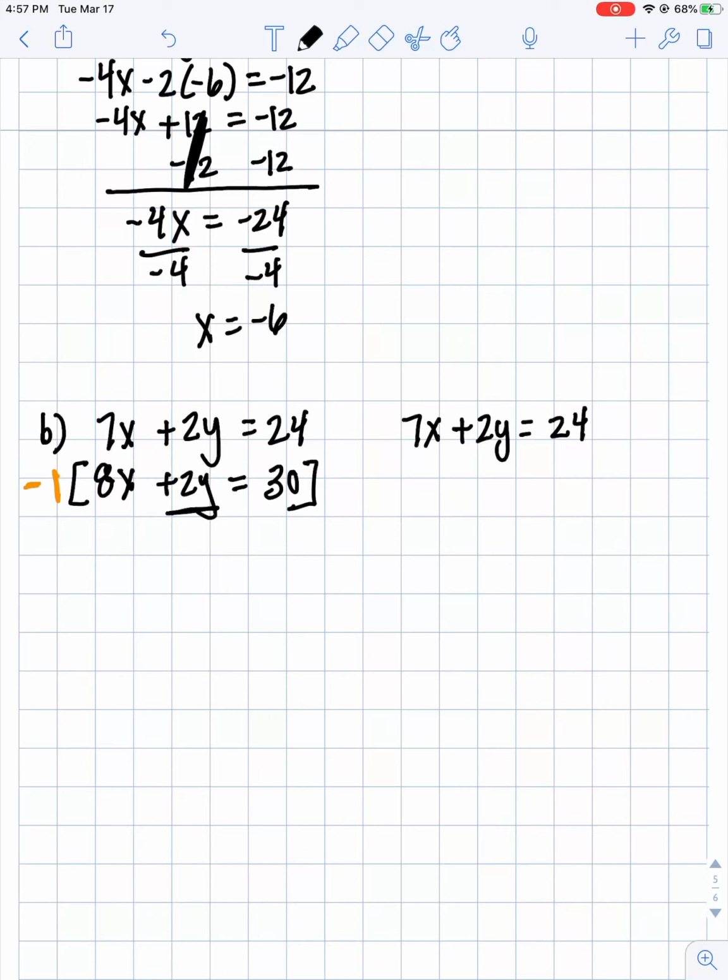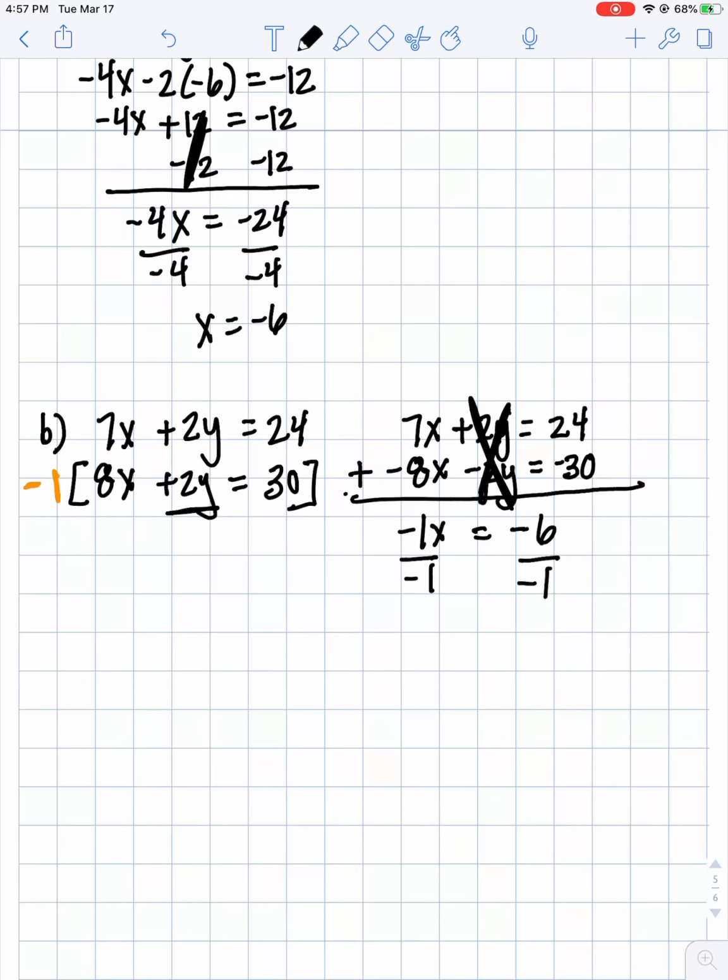Just rewriting, guys. If I multiply that second equation by negative 1, negative 1 times 8x is negative 8x, negative 1 times 2y is negative 2y, and negative 1 times 30 is negative 30. Now let's combine these equations. 7x plus a negative 8x is a negative 1x. 2y plus a negative 2y is 0. It is gone. Those have eliminated. Equals 24 plus a negative 30, which is a negative 6. Divide by negative 1, divide by negative 1, x equals a positive 6.